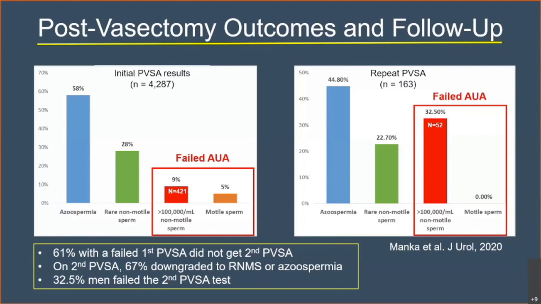On the right side is the results of this repeat post-vasectomy semen analysis in 163 men. Majority, again, passed the AUA criteria guidelines, but 32.5% of the men, as seen in the red text box, failed because they had greater than 100,000 non-motile sperm. So these men will require a repeat PVSA and continued follow-up to make sure that these men are appropriately counseled and followed up. Next slide.